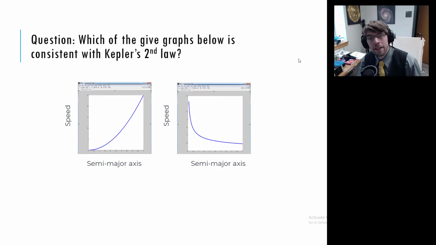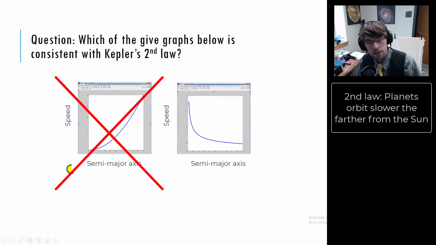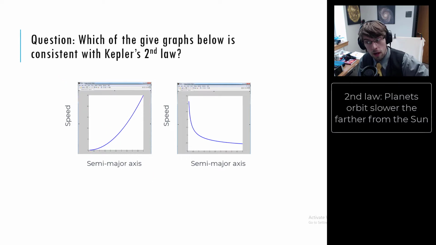Good. And the first thing we have to remind ourselves is, what is Kepler's second law? The further you are from the sun, the slower the planet moves. As r increases, we should see the speed go down. So this one is not consistent with Kepler's second law. It's this one. As the distance from the sun outwards increases, your speed drops.